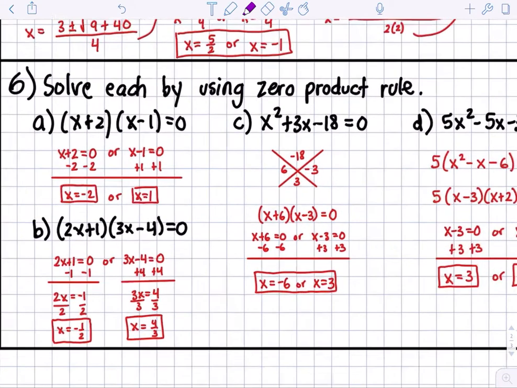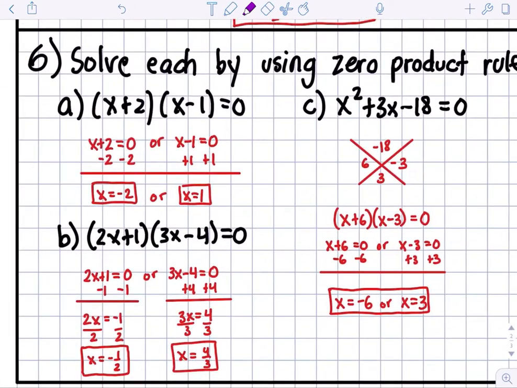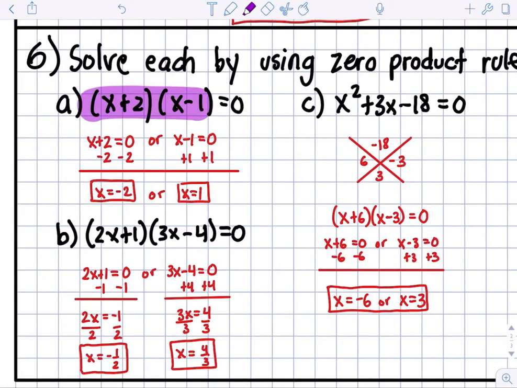And lastly, here's your zero product rule. So remember, when you do zero product rule, you have to factor and then solve for x. Well, this is already factored, so you just have to set this equal to 0, and set this one equal to 0. And then you solve, x is equal to -2 and 1.